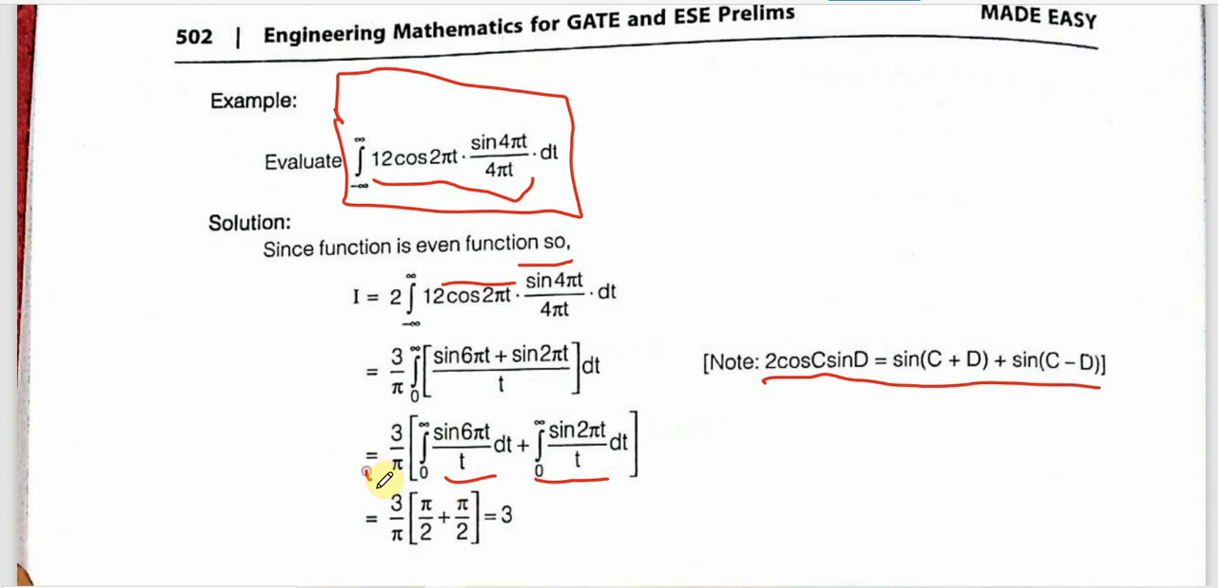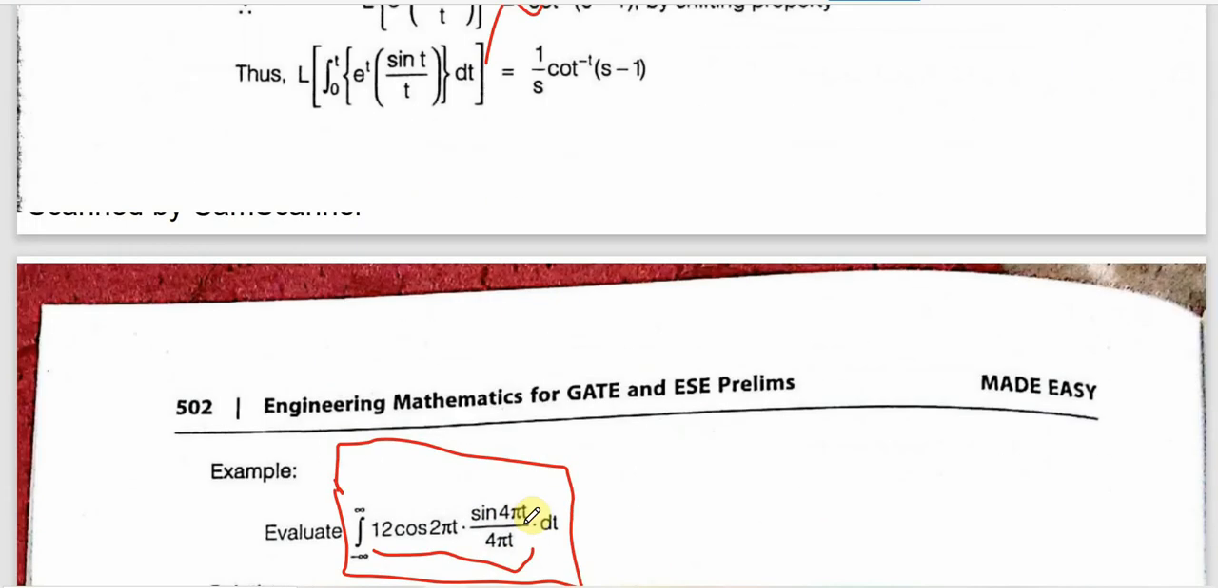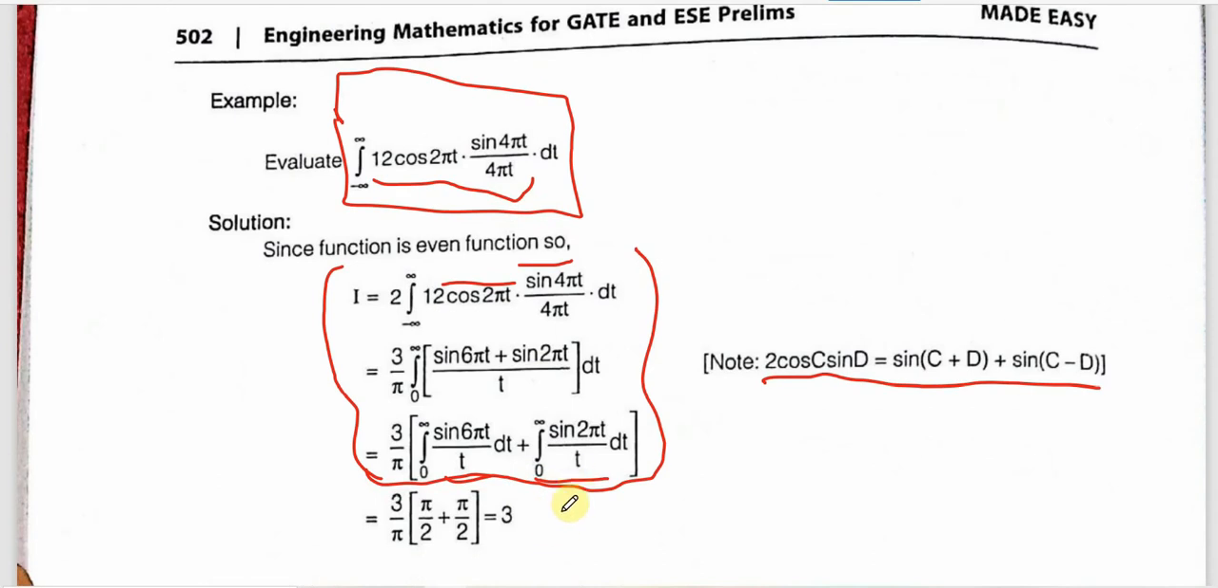Up to this, it was a simple problem of trigonometry and integration law. But after that, sin 60 upon t, its integration we will find by using this Laplace transformation, like the same problem in the last problem, where we integrate from s to infinity.